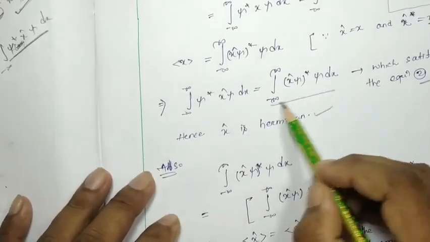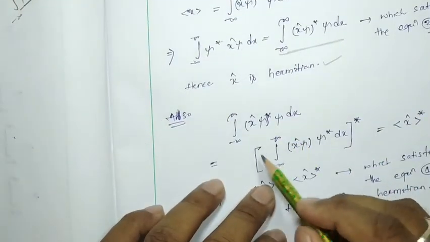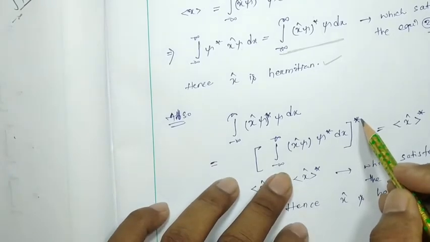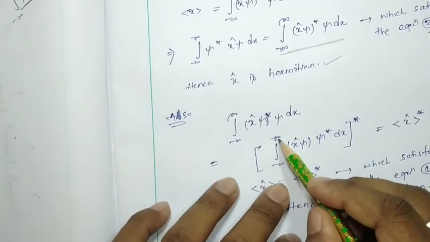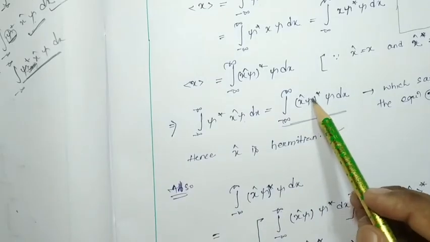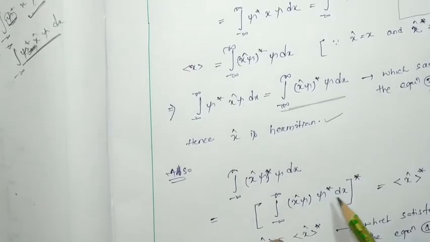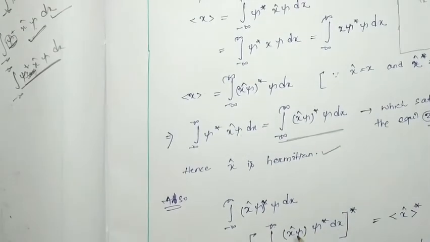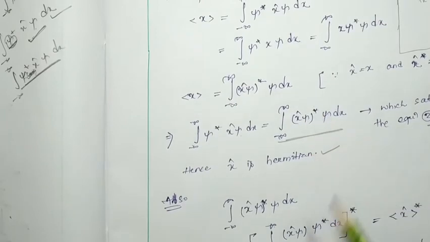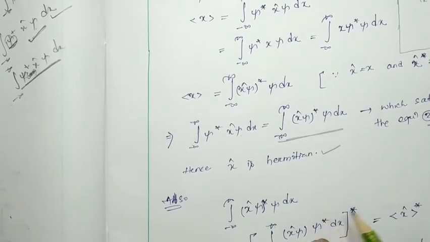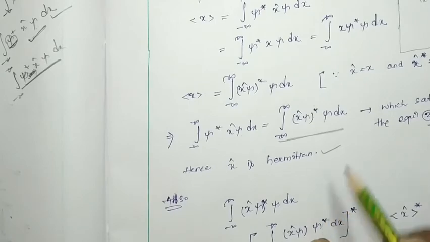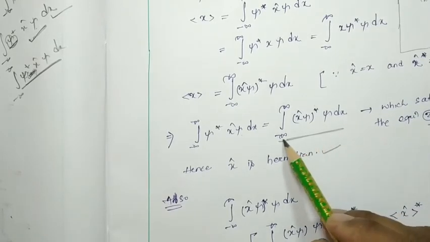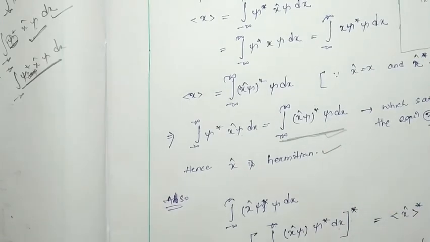Now this also can be written in the form of whole star. Whole star means integral from minus infinity to plus infinity of x cap psi, psi star dx psi. Suppose we apply star, or complex conjugate, of this one. This will be psi x cap psi star, complex conjugate, psi dx. So whatever this one is, this is also the same.